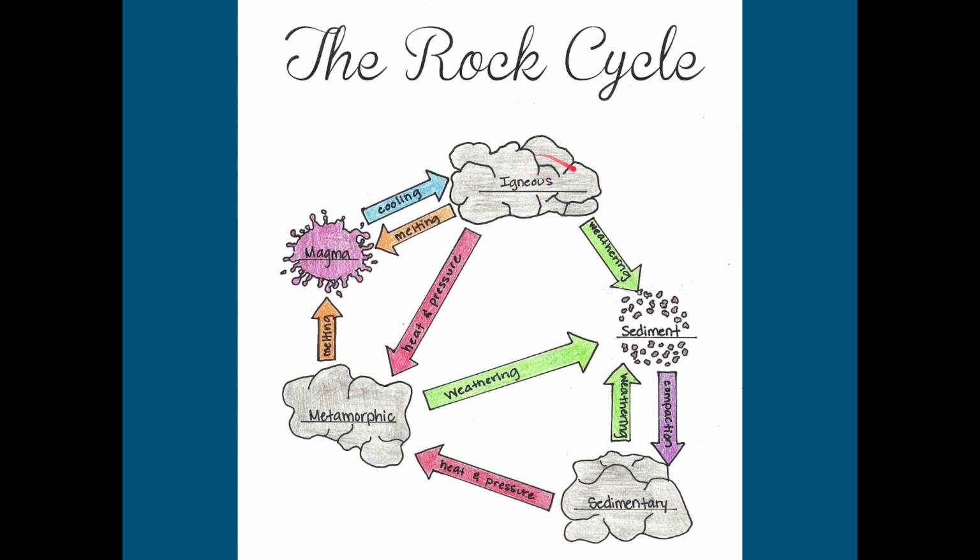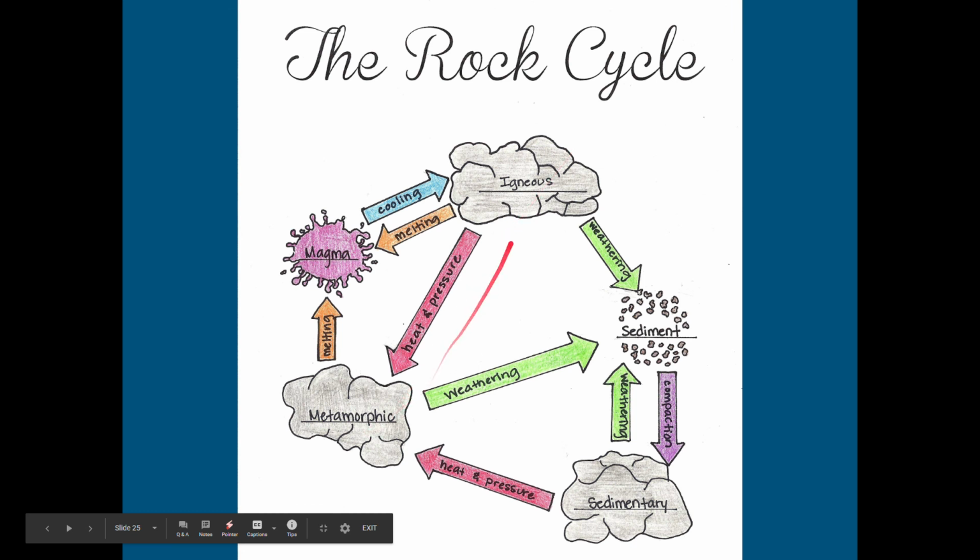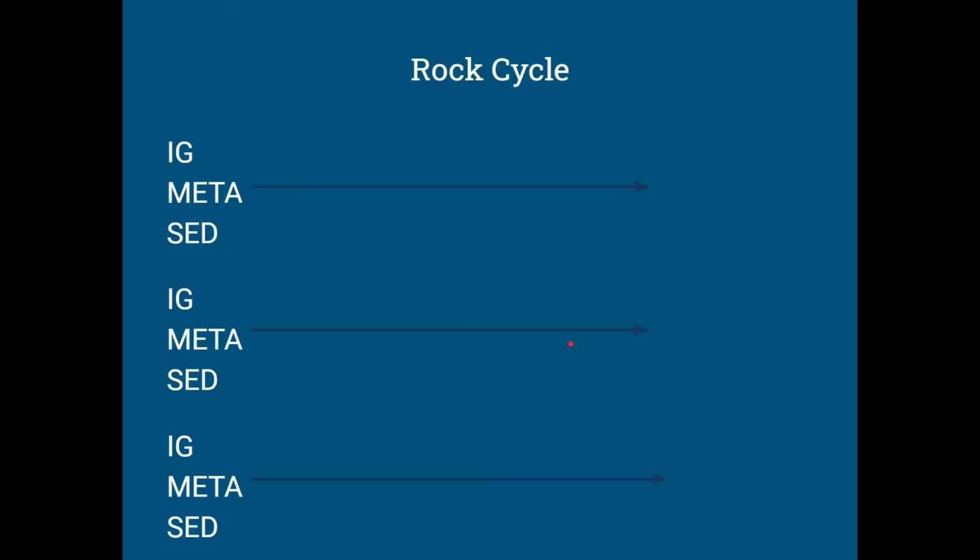So let's talk about how you can get one rock from the other, because there's all these arrows pointing all over the place, because you can get igneous rocks from sedimentary rocks, you can get igneous rocks from metamorphic rocks, you can get metamorphic rocks from both of those, and etc., etc. But let's look at it like this.